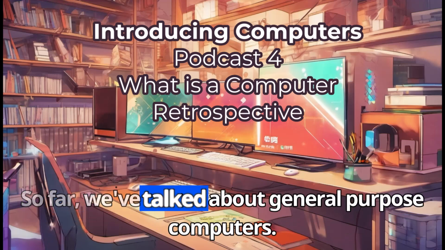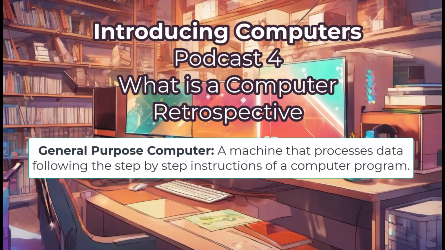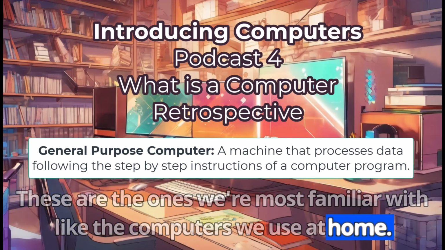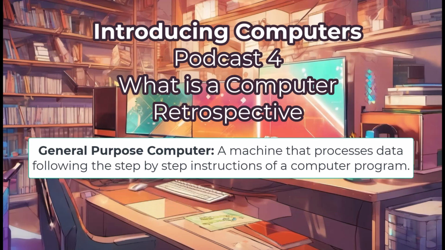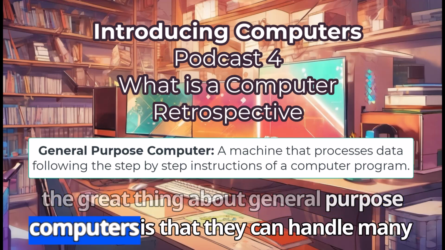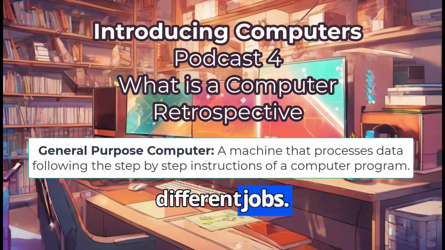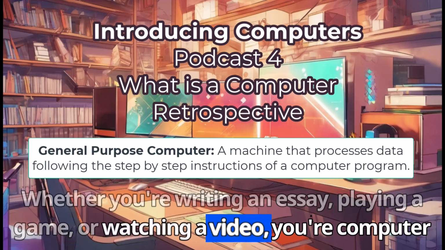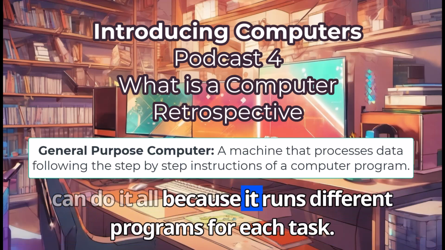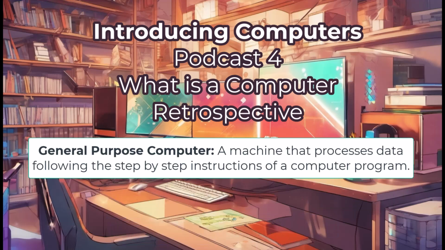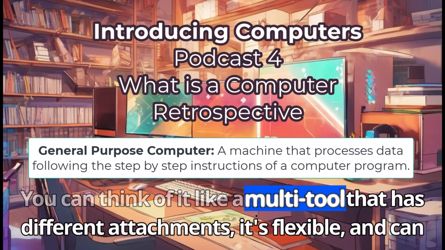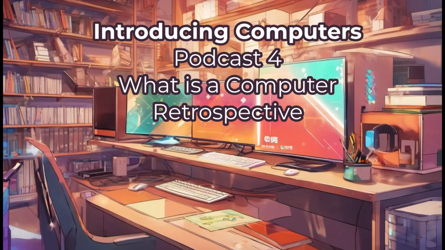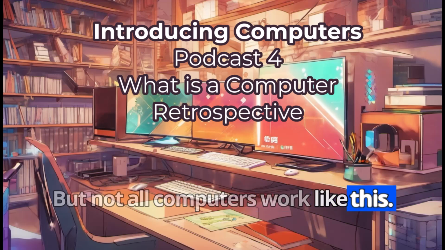So far, we've talked about general-purpose computers. These are the ones we're most familiar with, like the computers we use at home, in school, or in an office. The great thing about general-purpose computers is that they can handle many different jobs. Whether you're writing an essay, playing a game, or watching a video, your computer can do it all because it runs different programs for each task. You can think of it like a multi-tool that has different attachments, it's flexible and can be used in many ways. But not all computers work like this.